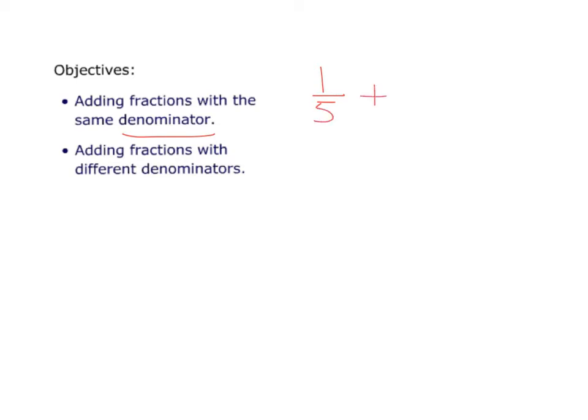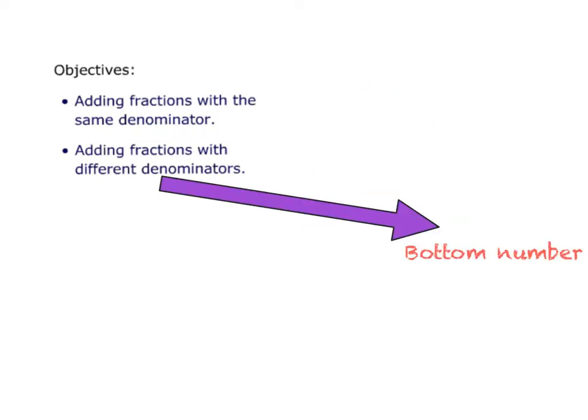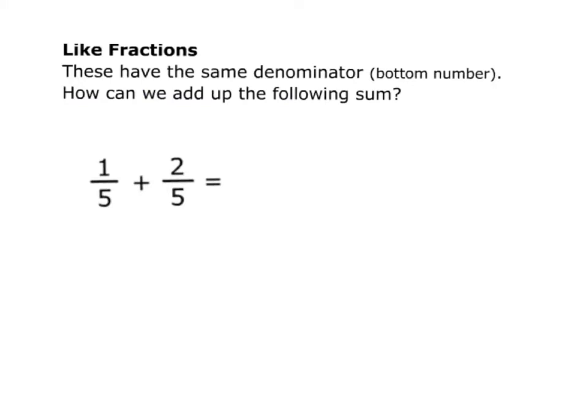So here's an example. They have the same denominator, and then different ones would be something like this: 1/5 plus 2/7. So, the same denominator and different denominators. Denominator just means the bottom number. The first thing we're going to look at is like fractions, which have the same denominator.